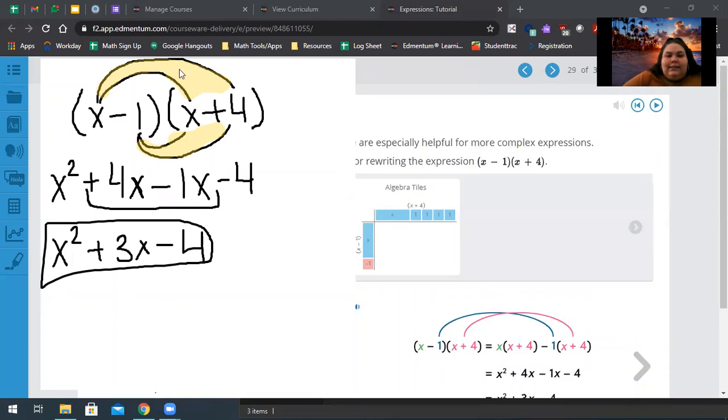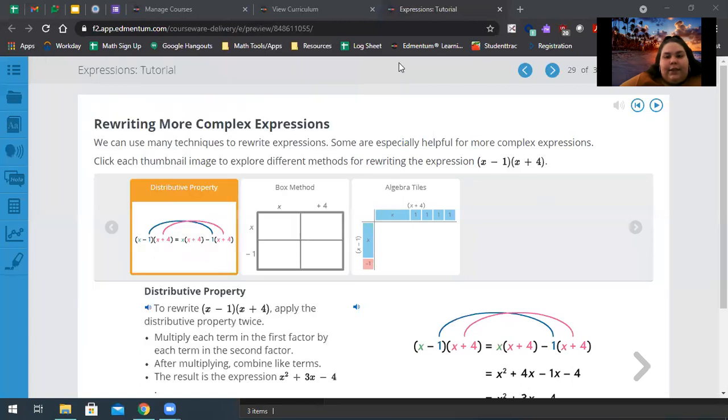So like I said, it has multiple names. It could be the distribution, it could be the banana method, or it could be the FOIL method. If you follow the order of the banana method, it is very similar to FOIL, where remember first, which is x and x, and then outside, x and 4, inside, -1 and x, last, -1 and 4. Same setup when you apply it as a banana method.